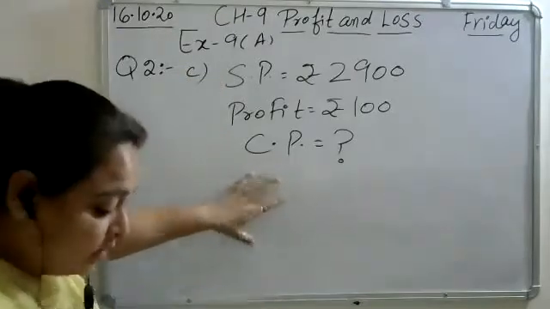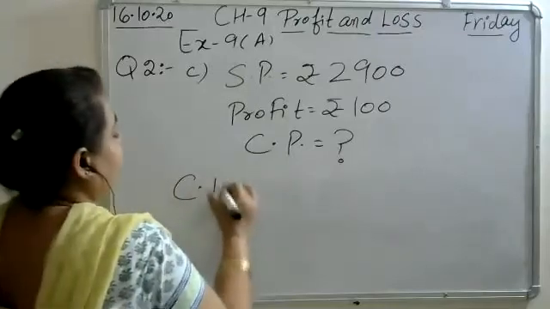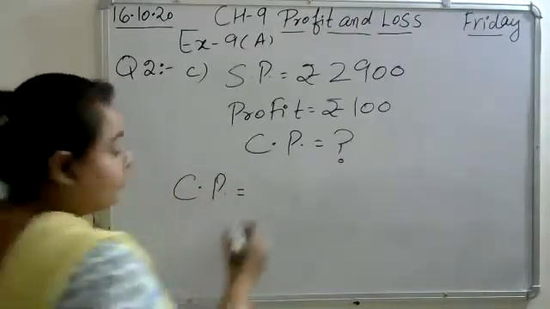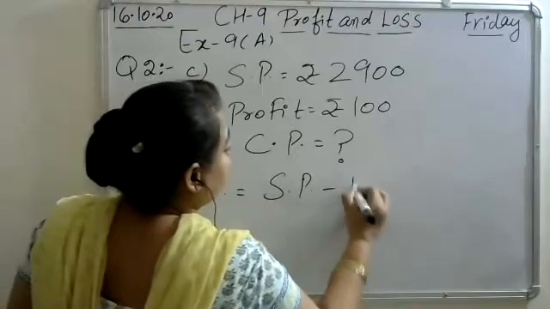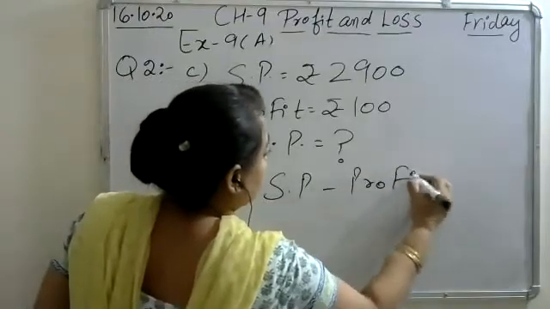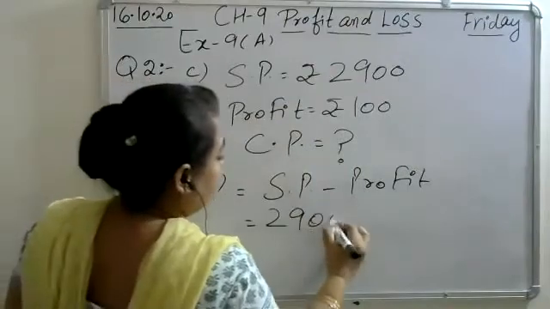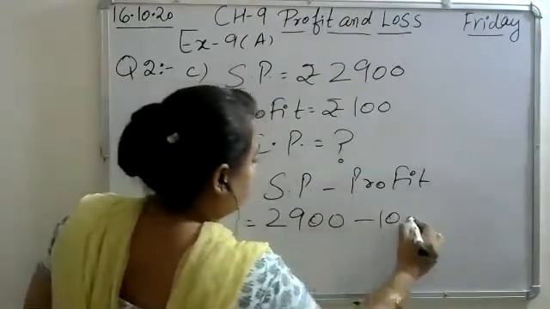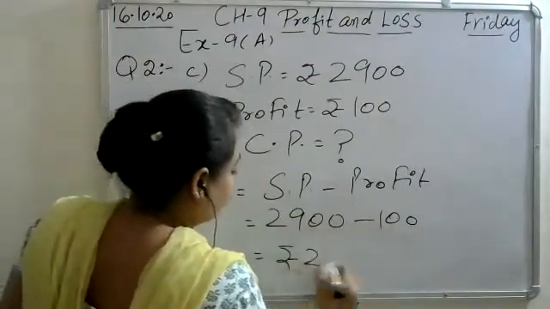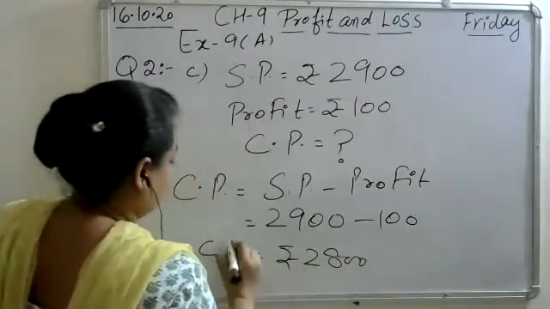So we will apply the formula. Cost price is equal to selling price minus profit. Selling price is 2900, profit is 100. So the result is 2800.